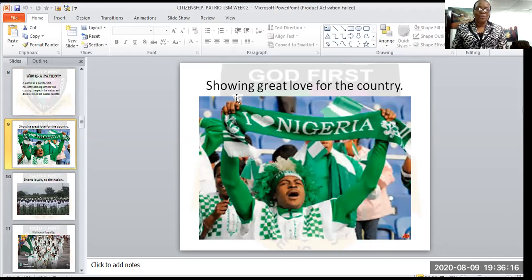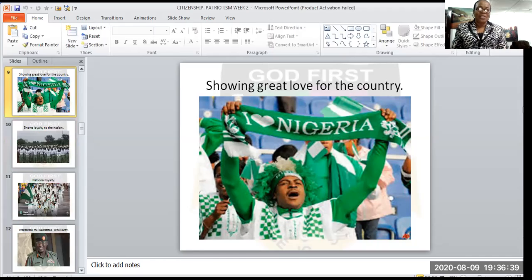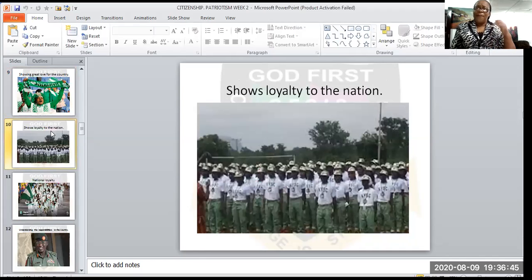We are on to patriots. We are talking about the patriots. On this slide now, you can see a patriot shows great love for the country. See a Nigerian supporter. Look at him on the slide. He is very much supporting this nation, Nigeria. That is what a patriot does. The patriot shows loyalty to the nation.